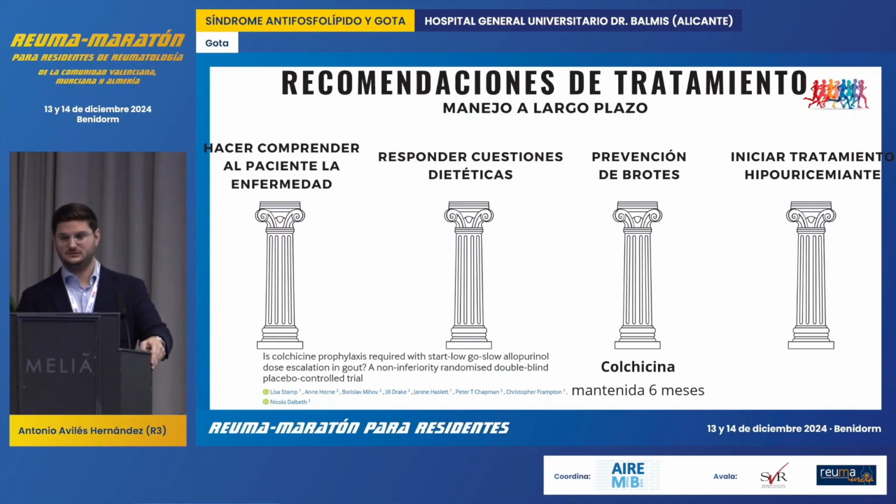And it is observed that those patients who received placebo had an increased number of attacks compared to those who received colchicine. Therefore, the current recommendation is to maintain it for at least 6 months when starting urate-lowering treatment.